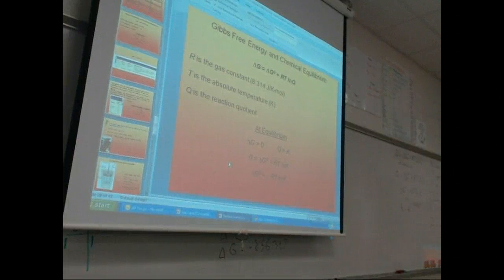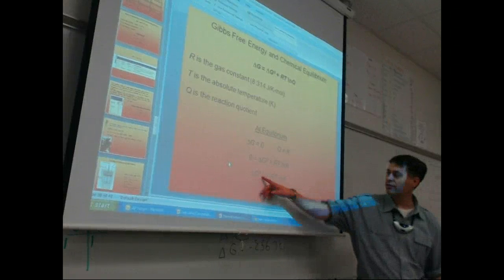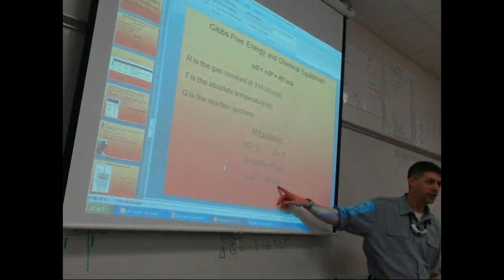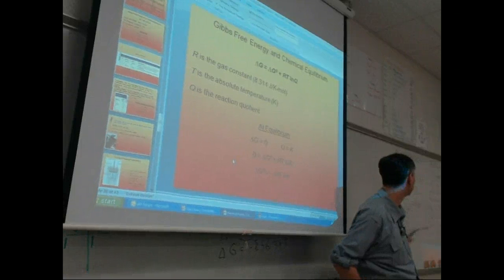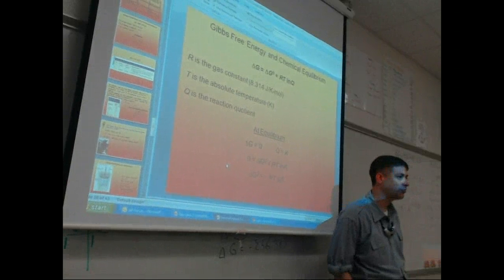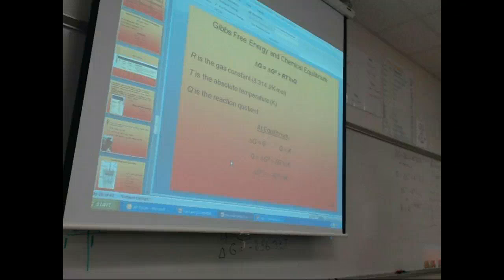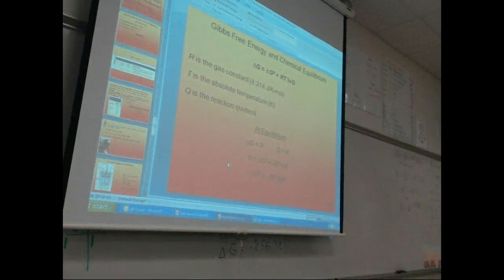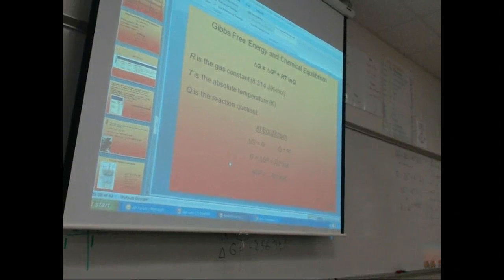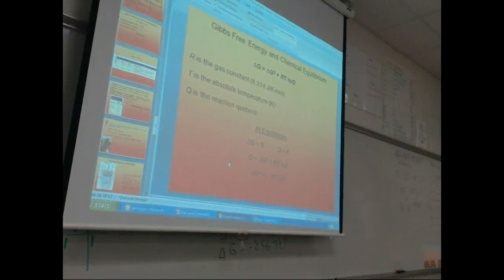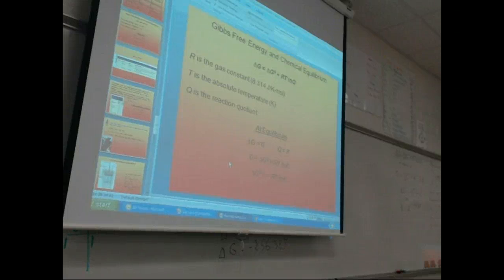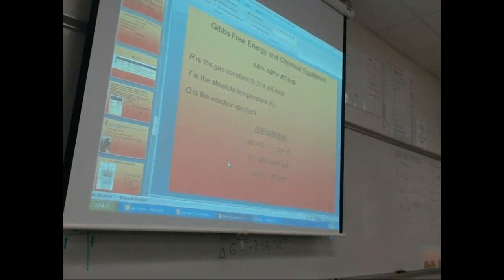Basically, there's a relationship between delta G and K. And if we know all of this, we can solve for K. Write this down. I should add it to the PowerPoint. A is equal to L. Natural log.